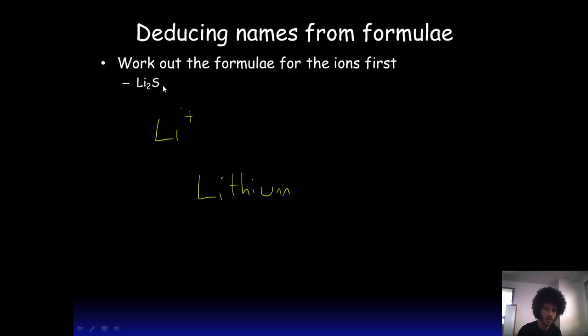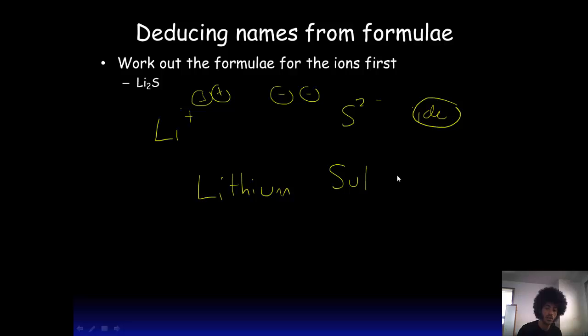But here we've got sulfur. Now because I've got 2 lots of 1+, that's going to be a 2+, which means sulfur is going to be 2-. So it's going to be lithium, and because it's become an ion, I have to add the ide suffix. So it'll be lithium sulfide. Alright? Sulfur pretty much always is 2-.